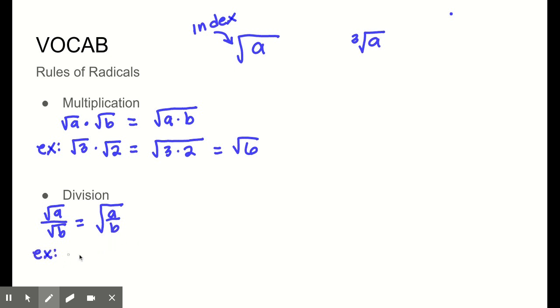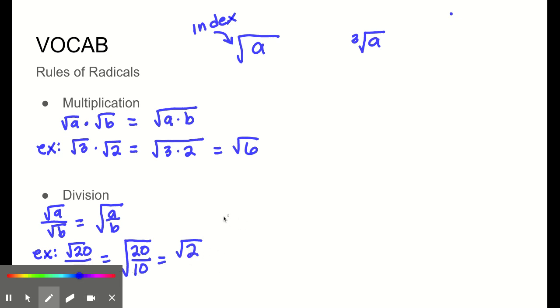So let's take a look at an example. If we had the square root of 20 divided by the square root of 10, we could put them under the same radical, 20 divided by 10, and then divide those values, and 20 divided by 10 gives us 2. Now, once again, if we find that that value can be simplified using the cake method, we would take it a step further and simplify that number by caking it. Right, so those are our rules of radicals with multiplication and division. Again, remember that the index must be the same.